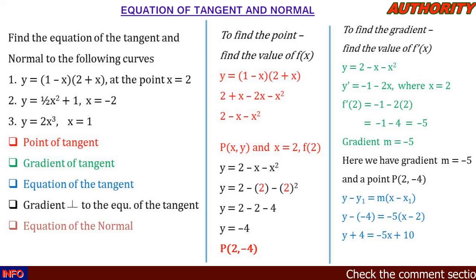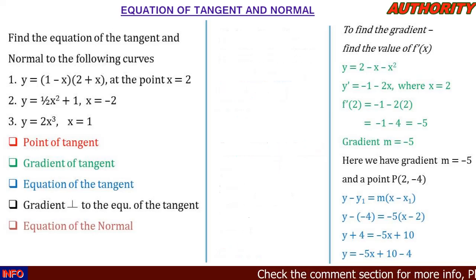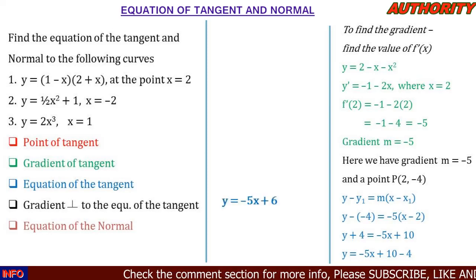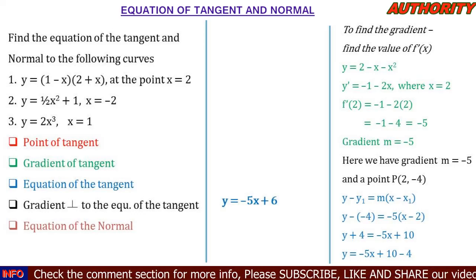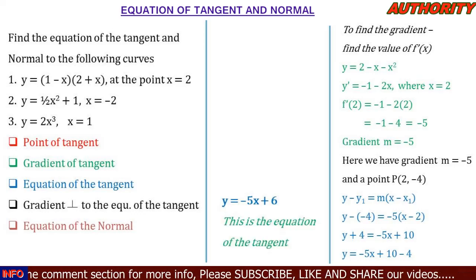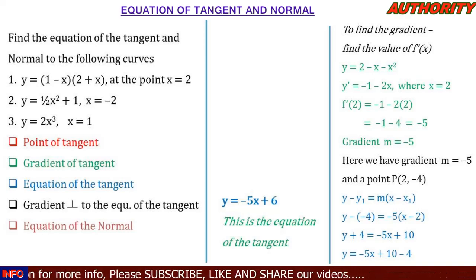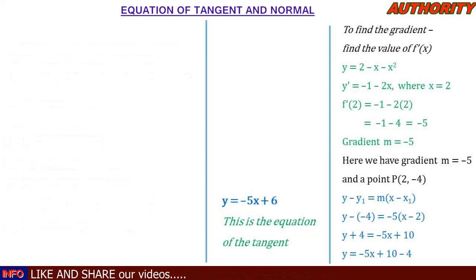Let's take 4 to the other side. So it's going to give us y is equal to minus 5x plus 10 minus 4. You see 10 minus 4 is equal to 6. So here we have y is equal to minus 5x plus 6. So we see that this is the equation of the tangent. We have y is equal to minus 5x plus 6.